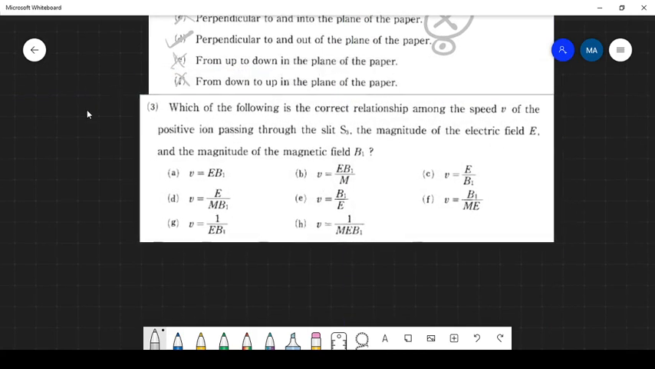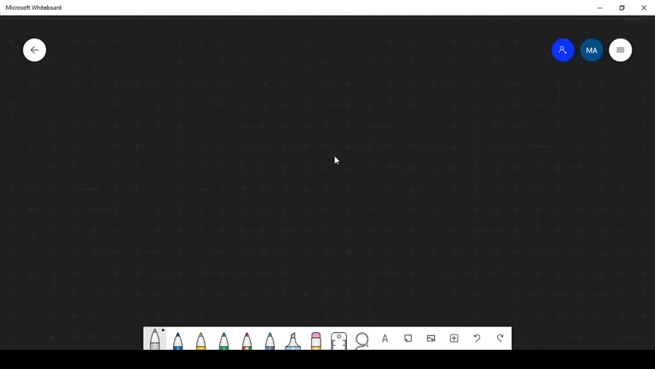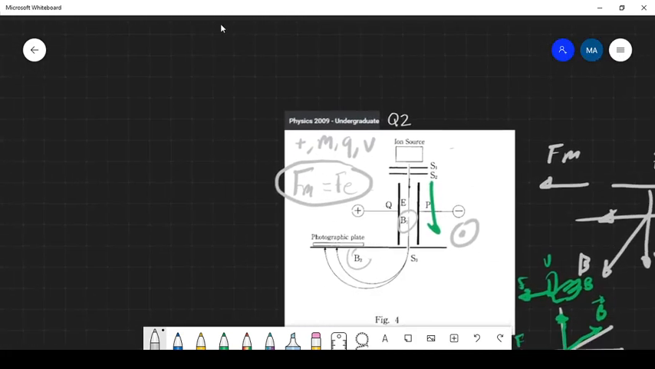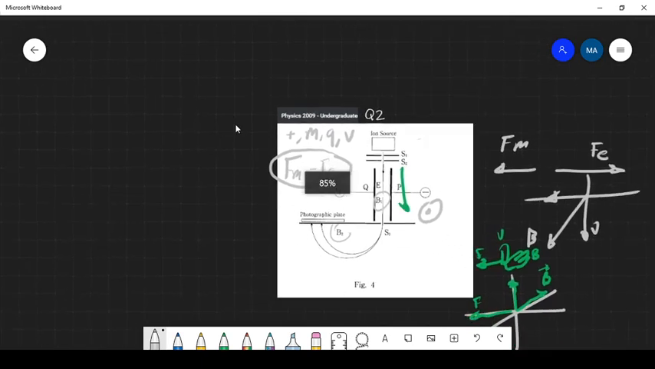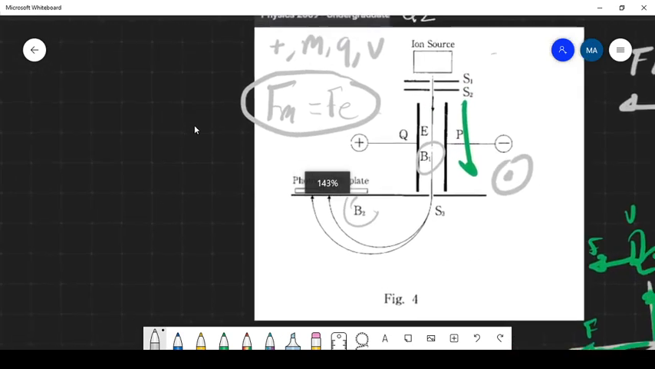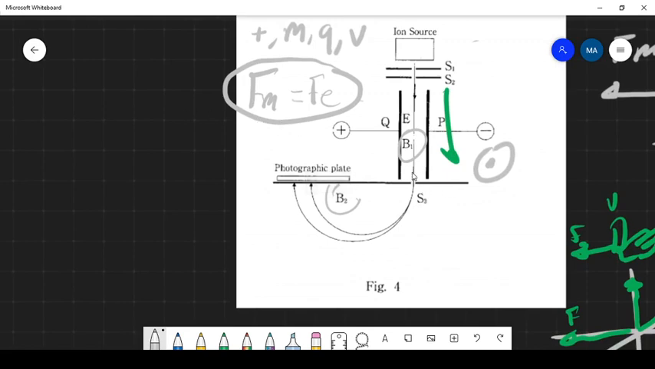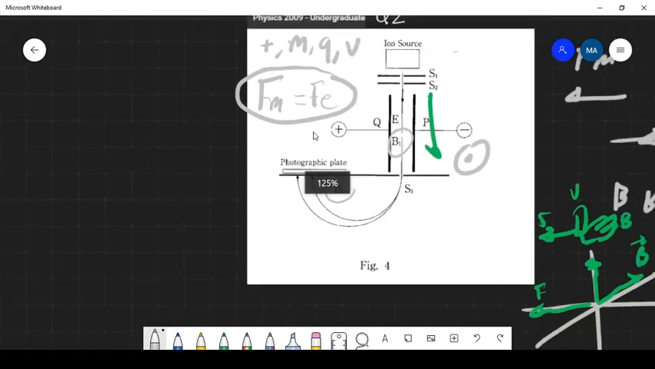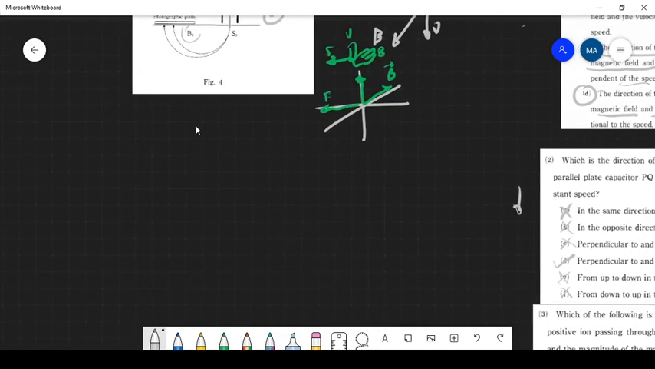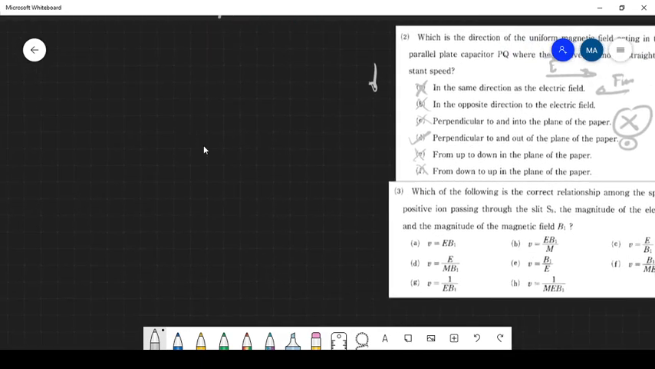Which of the following is the correct relationship among the speed v of the positive ion passing through the slit S3, the magnitude of the electric field E, and the magnitude of the field B1? So what's he telling you? He's asking you about this one over here. So he's asking you... I even forgot because of the kitten. What is he asking us? He's asking us the velocity.